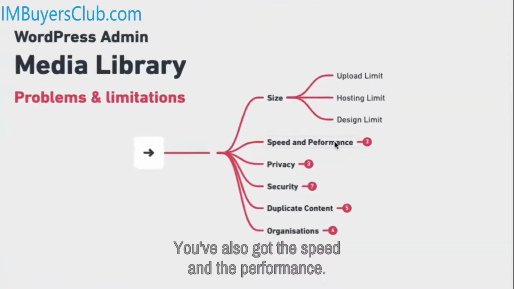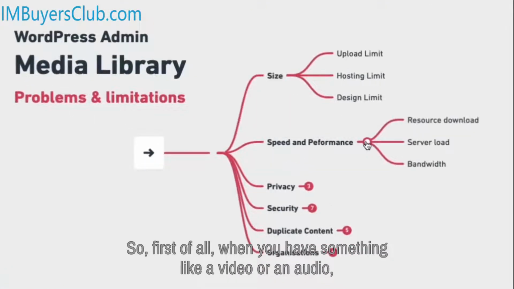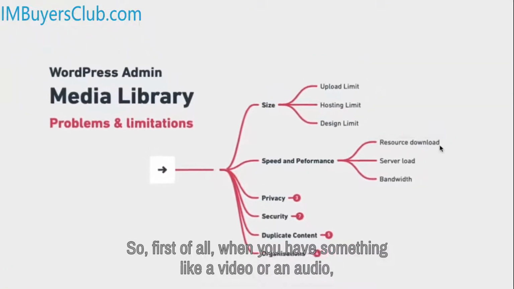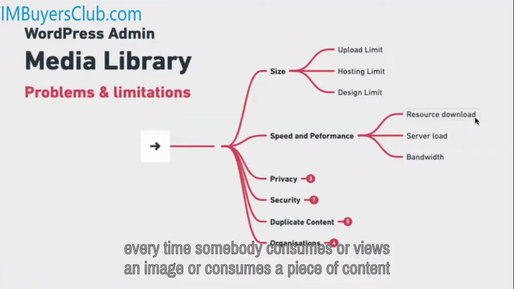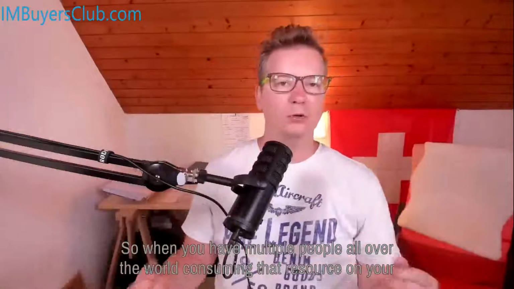You've also got the speed and the performance. So first of all, when you have something like a video or an audio, every time somebody consumes or views an image or consumes a piece of content on your website, they're actually downloading that resource. So when you have multiple people all over the world consuming that resource on your website, it can put quite a heavy load on your website, and also, of course, it's going to affect your bandwidth.